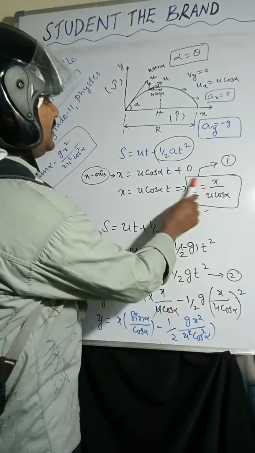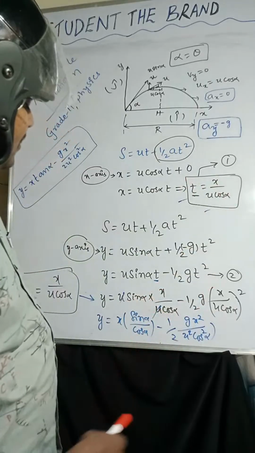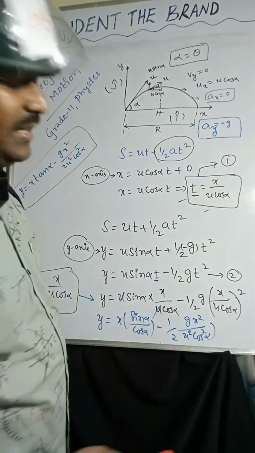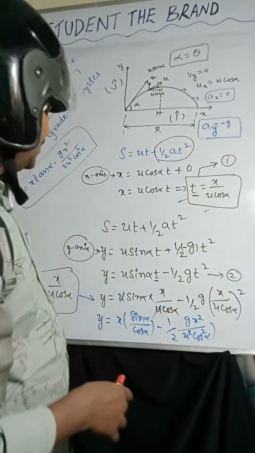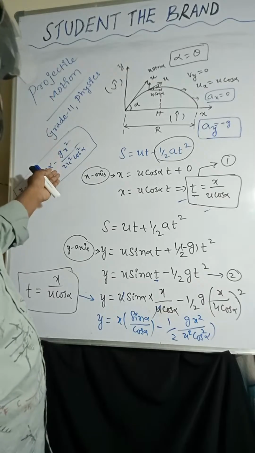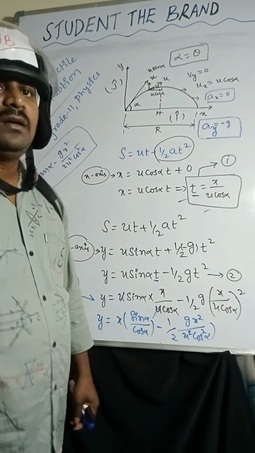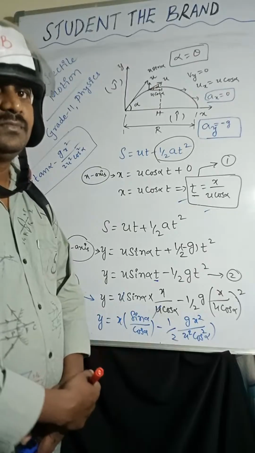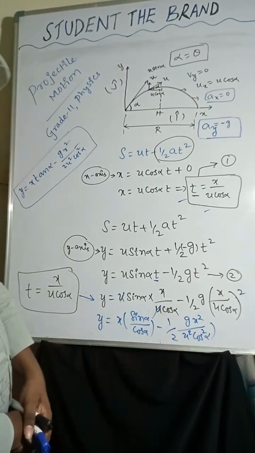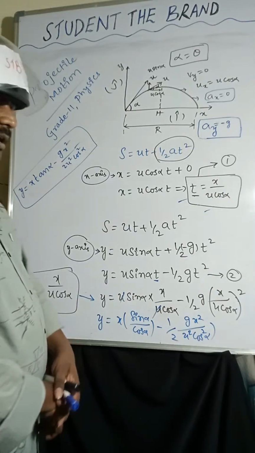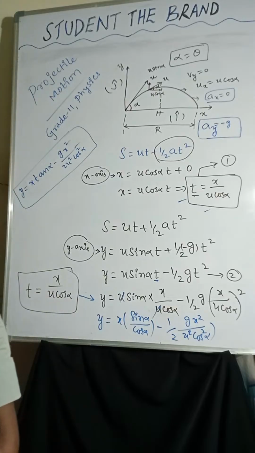We are substituting the t value into the second equation. The t value, t equal to x by u cos alpha, is equation 1. If you substitute equation 1 in equation 2, you will get y equal to x tan alpha minus g x square by 2 u square cos square alpha. So the trajectory of a particle is a parabola, and by this we can conclude it is projectile motion. Check once. If you have any doubts, you can ask. I hope it is very clear to you all.